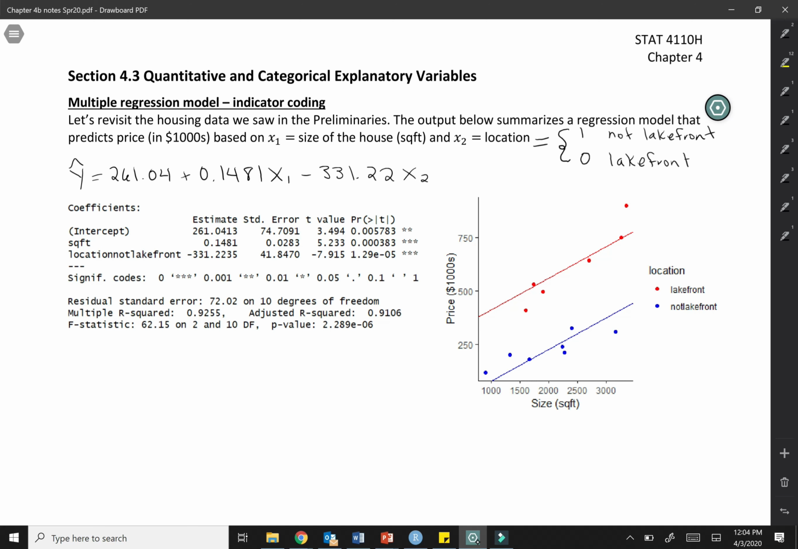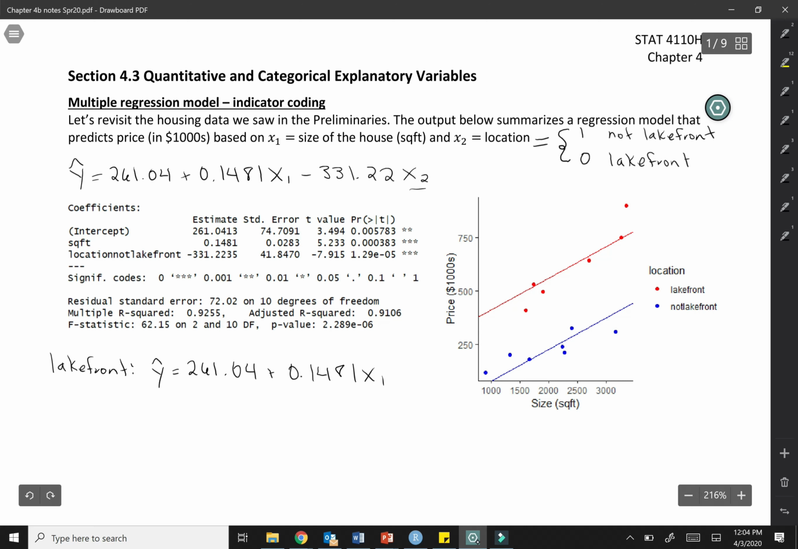Okay, so let's start by writing out the equations for each of these groups. I'm going to start with lakefront because that's the baseline group. That one's going to be easier because if you think about just plugging in 0 here for x2, that part is just going to go away, right? So you're just going to be left with this slope and intercept. For lakefront, what's given as the intercept and the slope is going to be the prediction equation for the lakefront houses. Basically, this corresponds to the red line that's shown here.